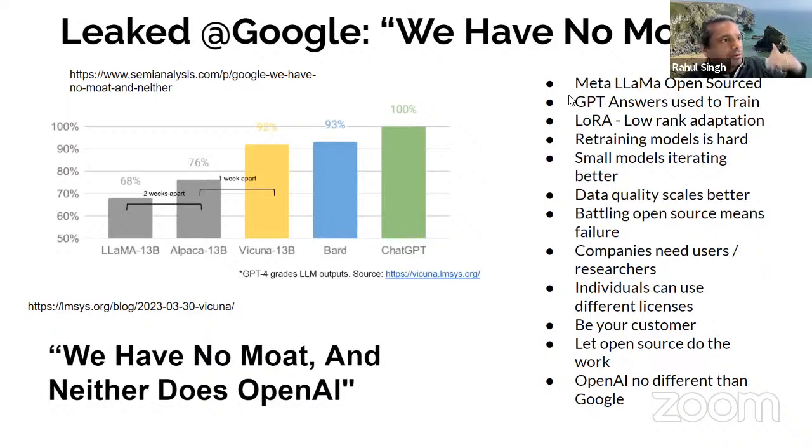It's what happened. So Meta open sourced this Llama model. They said that you can't use it for commercial purposes, and there's other ones that you can, but let's just focus on Llama for a second. GPT answers were used to train it. So they used GPT to get high quality questions and answers, and then they used it to fine-tune it. They used a technology called low rank adaptation.